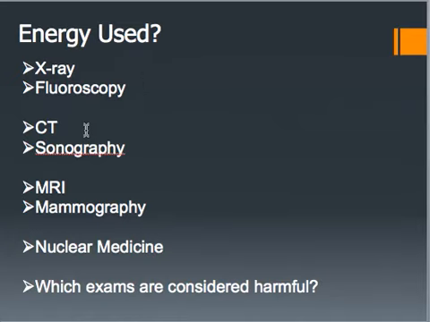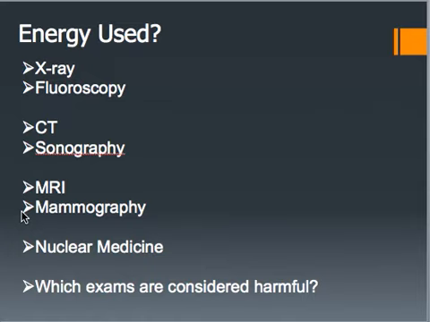CT, again, same thing. It's going to use X-rays. It uses ionizing radiation. What type of energy does sonography use? So sonography uses sound waves, right? We use sound waves to penetrate the body and also a transducer, but that's not really the energy. So MRI, what type of energy does MRI use? MRI uses radio waves and a magnetic field to generate the image. Mammography, again, uses X-ray, it uses ionizing electromagnetic radiation.